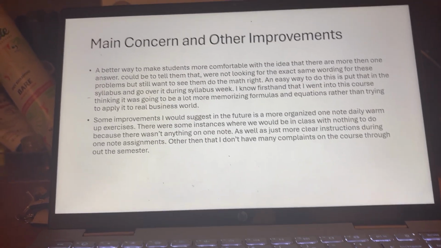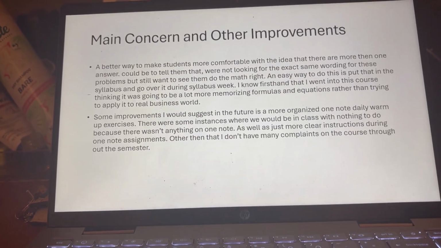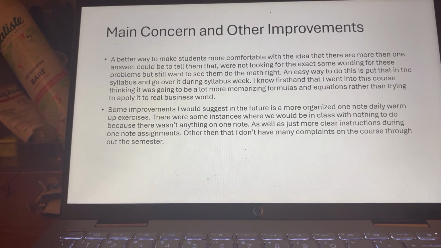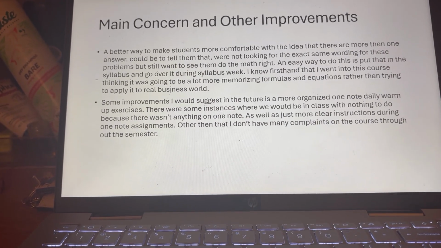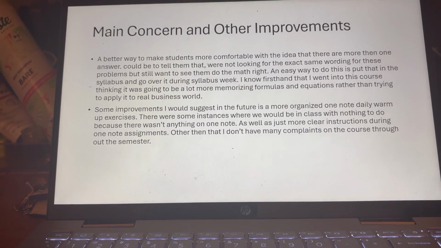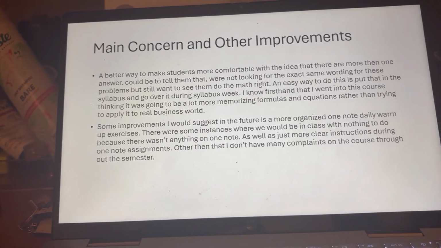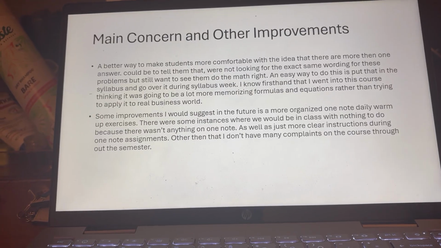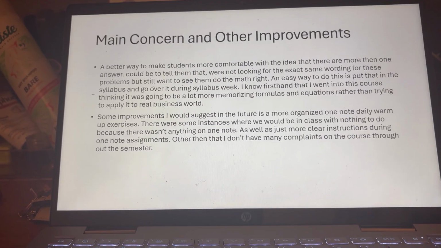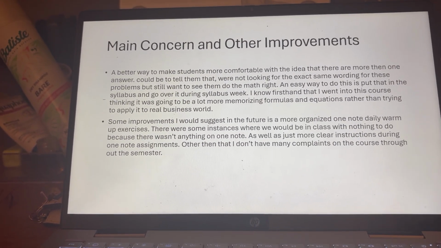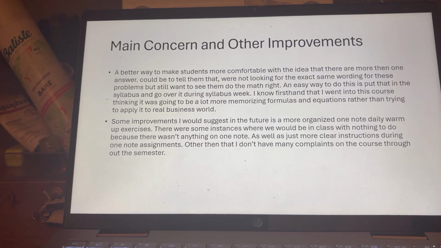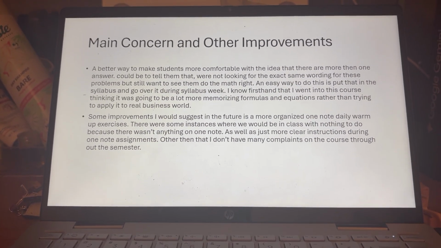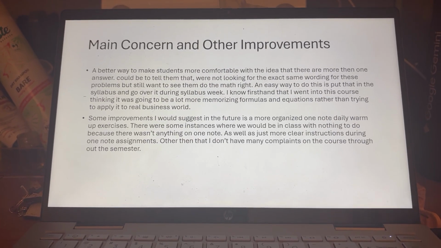My main concern, and also other improvements I would have, is a better way to make students more comfortable with the idea that there is more than one answer. Could just be to tell them, we're not looking for the exact same wording of these problems, but we still want to see the math done right. Basically, in the math world, the end answer is the right answer. Obviously, show your work, how you got that answer. But in the business world, you can explain that answer 100 different ways and apply it 100 different ways.